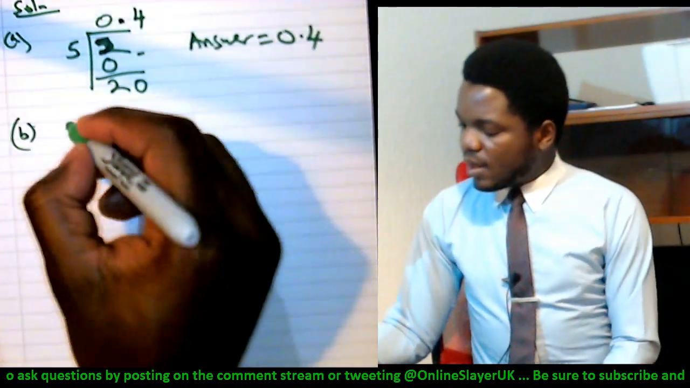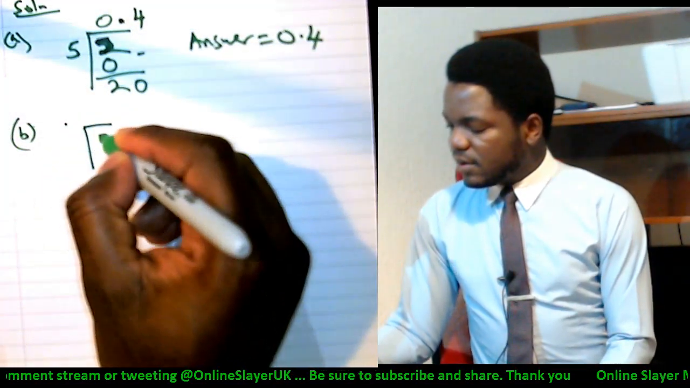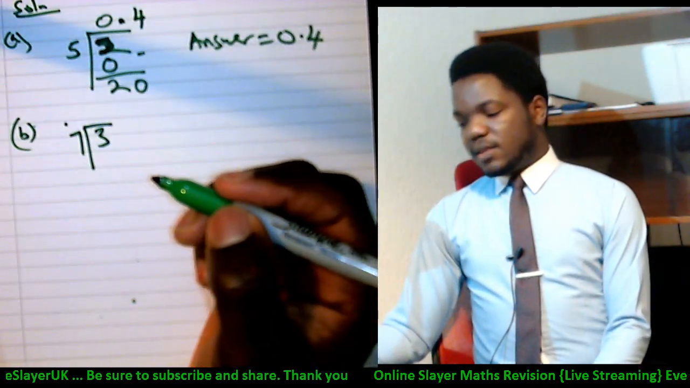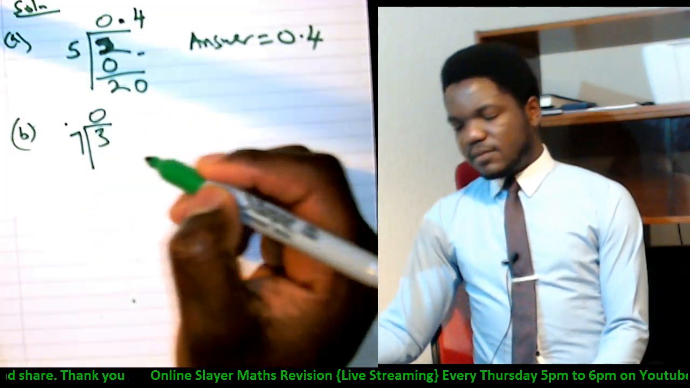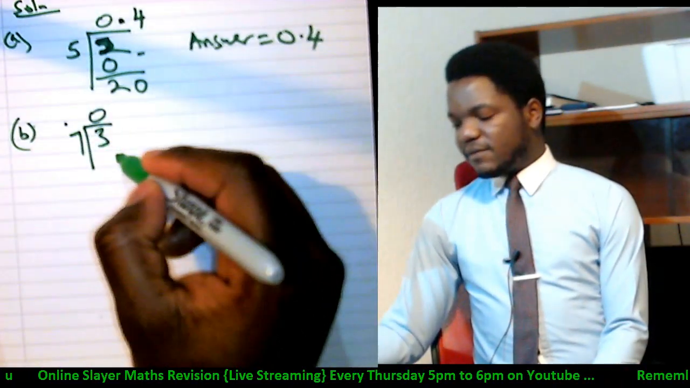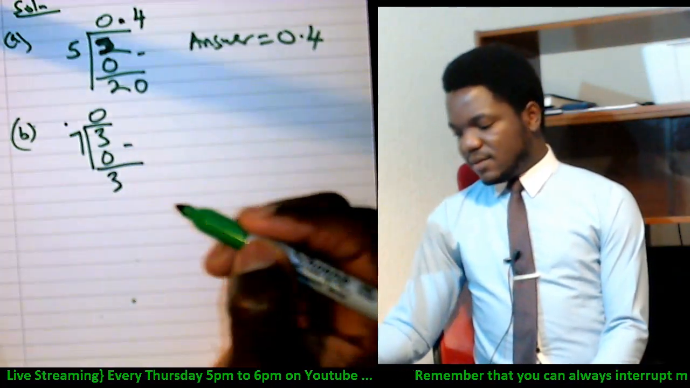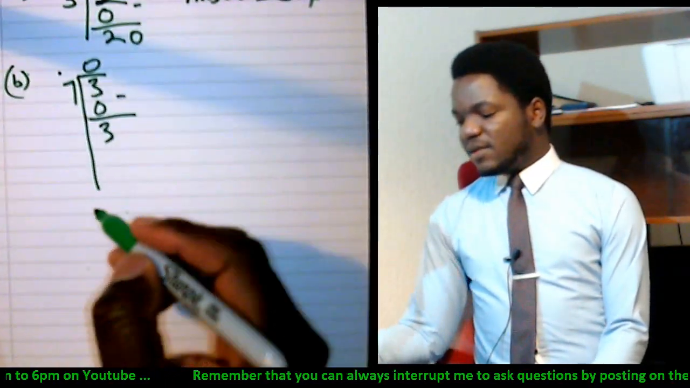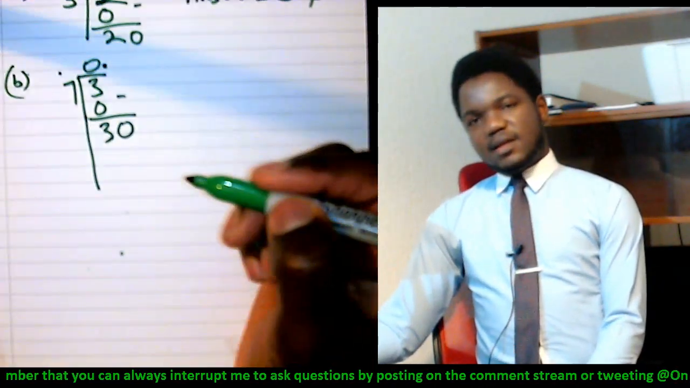Now 3 over 7. Because it's 3 over 7, 3 is inside, 7 is outside. Now how many 7s do you have in 3? None, 0. There's going to be a 0 times 7 is 0, and you're subtracting, so you get 3 again. Now because you've got 3 again, it tells you that it's time to put a decimal point here and put a 0 behind this guy.